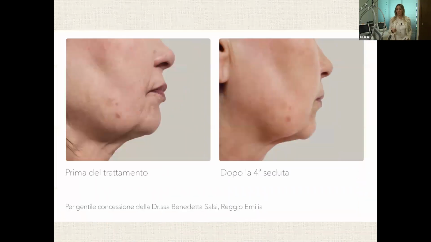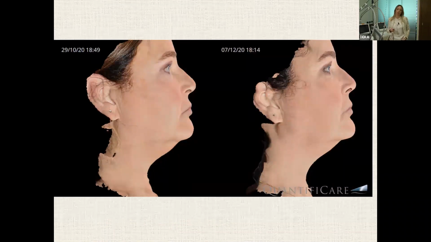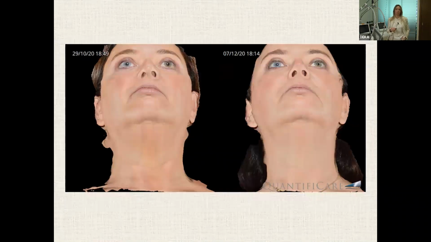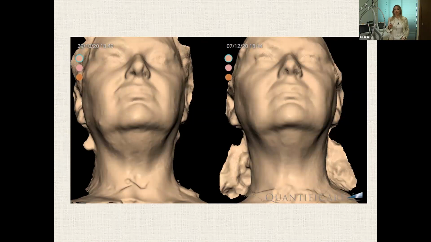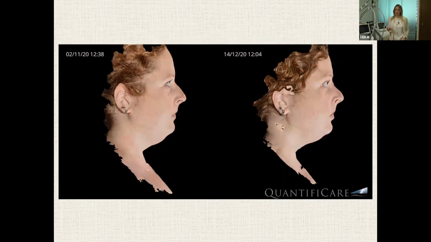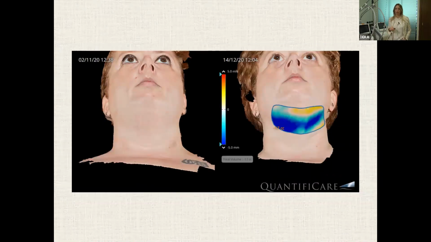Four treatments for her. This is after two treatments. So you see the fat reduction in the double chin area, but even, she's the same patient, the skin tightening, the skin quality is completely changed. Even from this clay picture, we can appreciate the skin tightening and skin quality improved. This is another patient after only two treatments. We are at the half of the path because we normally suggest always at least four treatments for the double chin area. And she lost many, many cc.